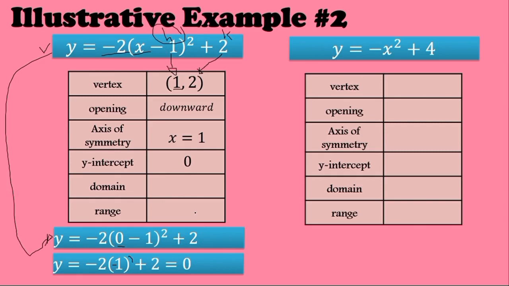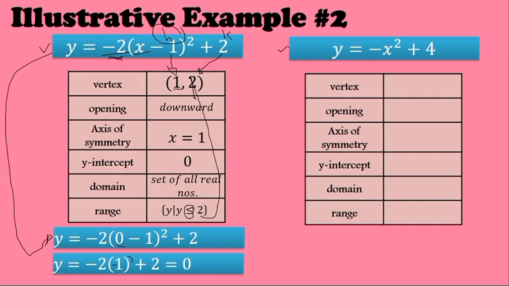The domain, just like what I've said in the previous example, will be the set of all real numbers. And the range, since a is less than 0, you'll use less than or equal to and get the value of k from your vertex, and that is 2. So you'll have the braces y such that y is less than or equal to 2. Now how about the second example?